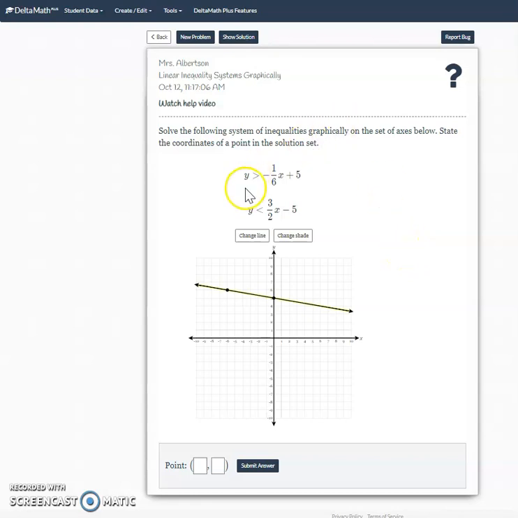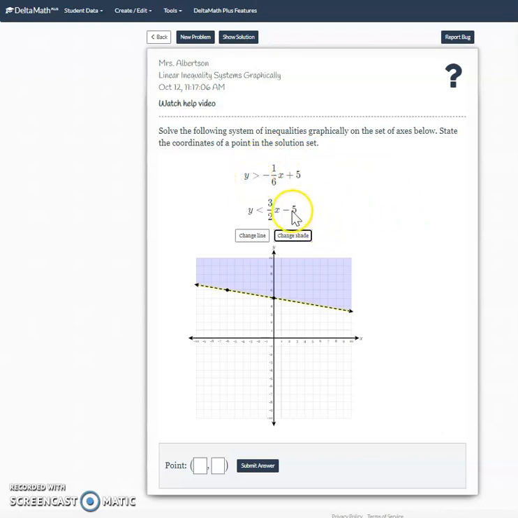All right, now I need to pause for a moment and decide how I need to draw the line and where to shade. This is a greater than, so I need a dotted line. So I'm going to change the line, make it dotted, and then I want to shade it. I'm going to click change shade. Now this one is greater than, which means I should be shading above. So I'm going to change the shading to above. Now I have a dotted line shaded above.